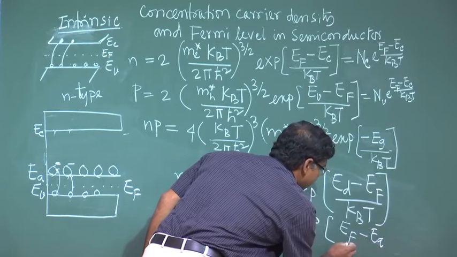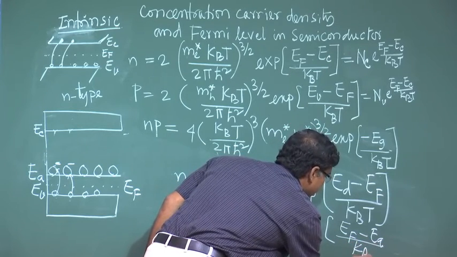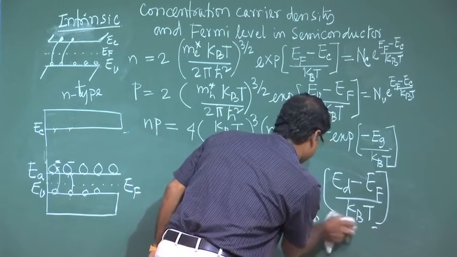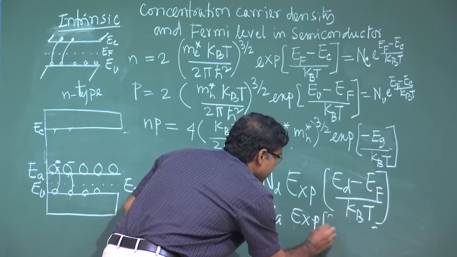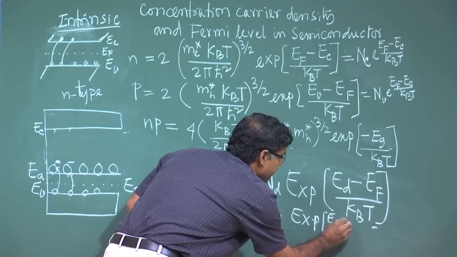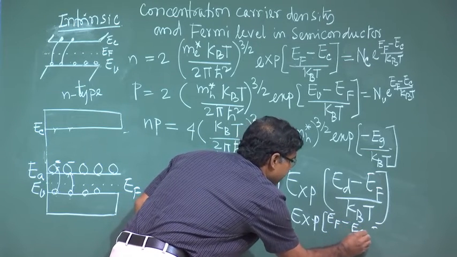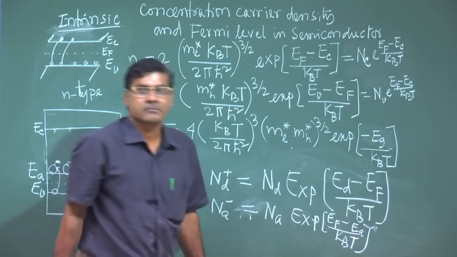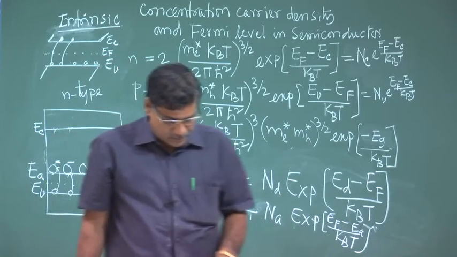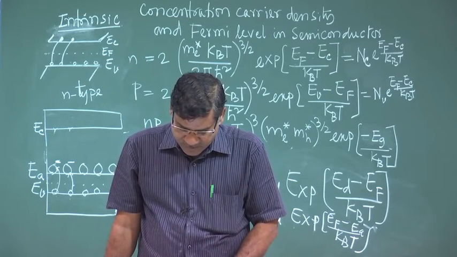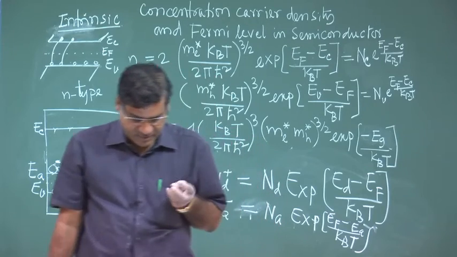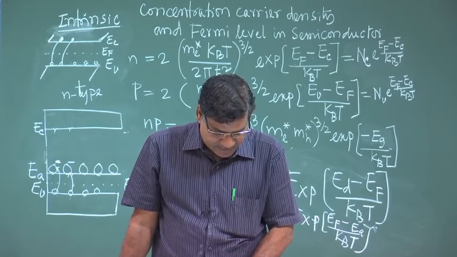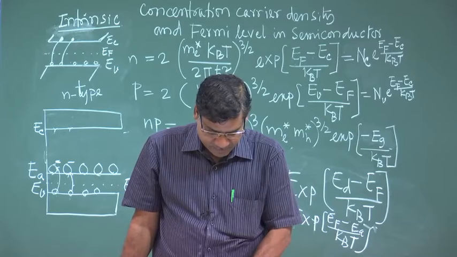EF minus EA by KBT. I don't know whether you can see it: exponential EF minus EA by KBT. That will be the density of holes in the p-type extrinsic semiconductor.